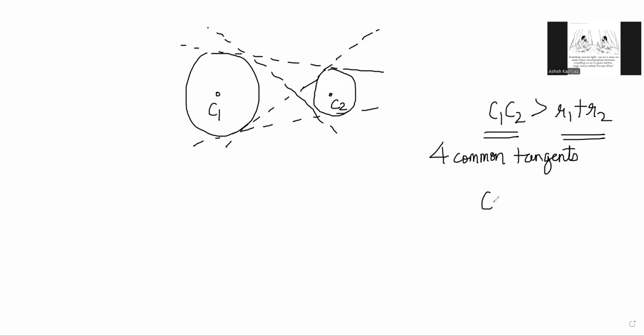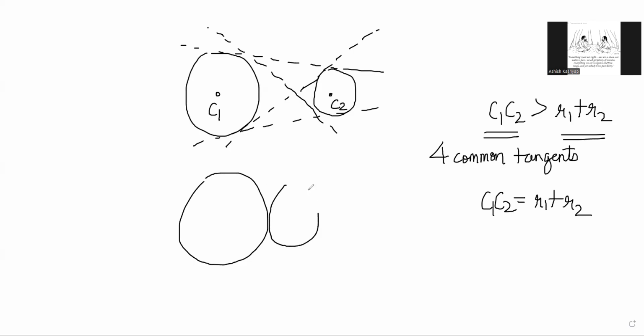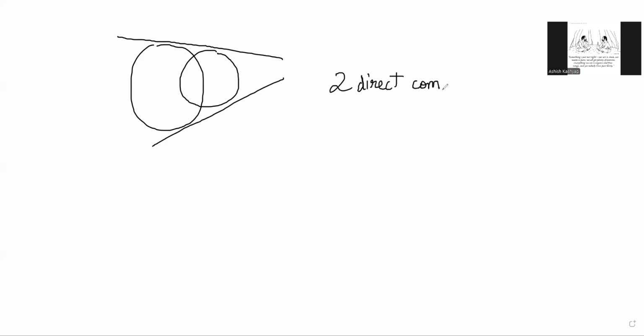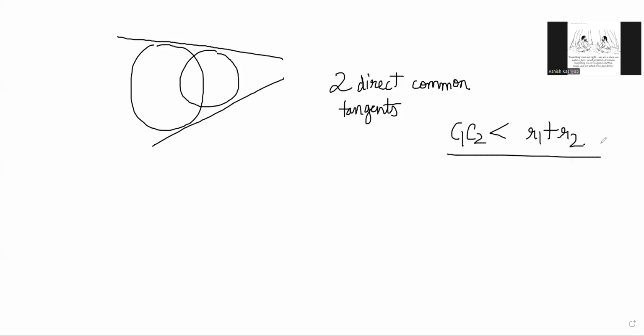The next case would be if C1C2 is equal to R1 plus R2. In this case, the circles are touching each other. And in this case, there is only one common tangent like this and two direct tangents. So in this case, there are three common tangents, right? If the circles are intersecting, then there cannot be transverse tangents. It will only have two direct common tangents. And this happens if the distance C1C2 is less than R1 plus R2, right?